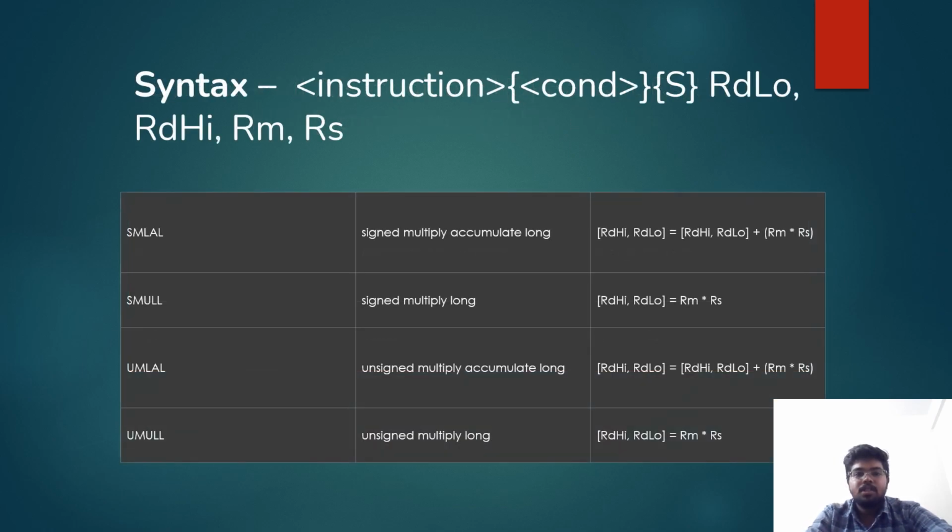And operations are SMLAL, signed multiply accumulate long. SMULL, signed multiply long. UMLAL, unsigned multiply accumulate long. UMULL, unsigned multiply long.